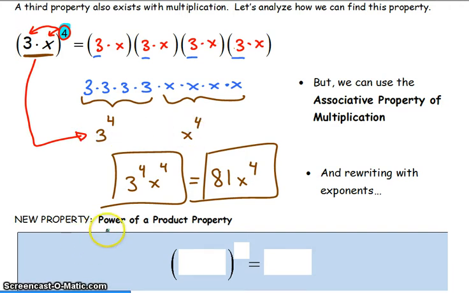That's my new property, the power of a product property. It states that if I'm multiplying two things inside parentheses and raising it to one exponent, I could rewrite that by finding x to the m power, multiplying it by y to the m power.